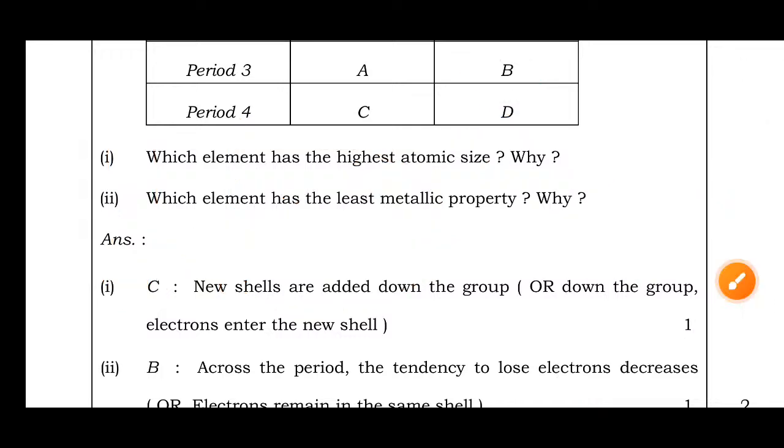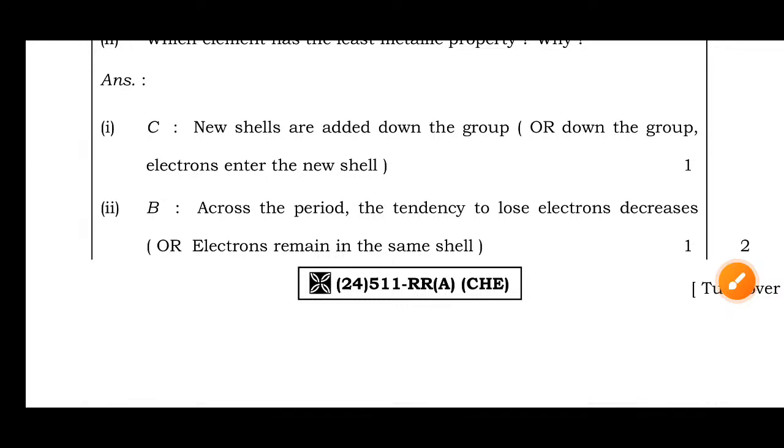Across the period, the tendency to lose electrons decreases. Tendency to lose electrons decreases means the metallic property also decreases. That's why A, B, C, D, 4 elements they gave. Among those 4 elements, the element with the least metallic property is B.